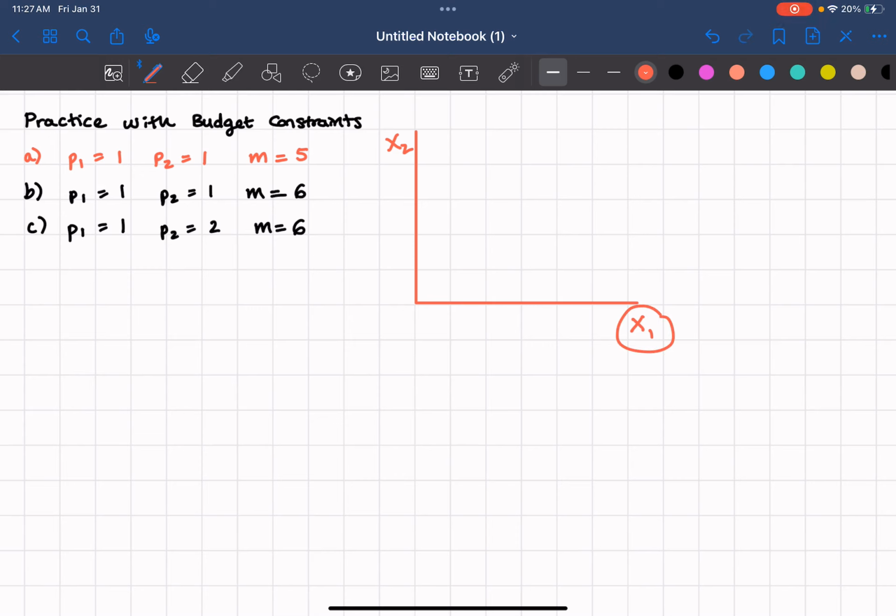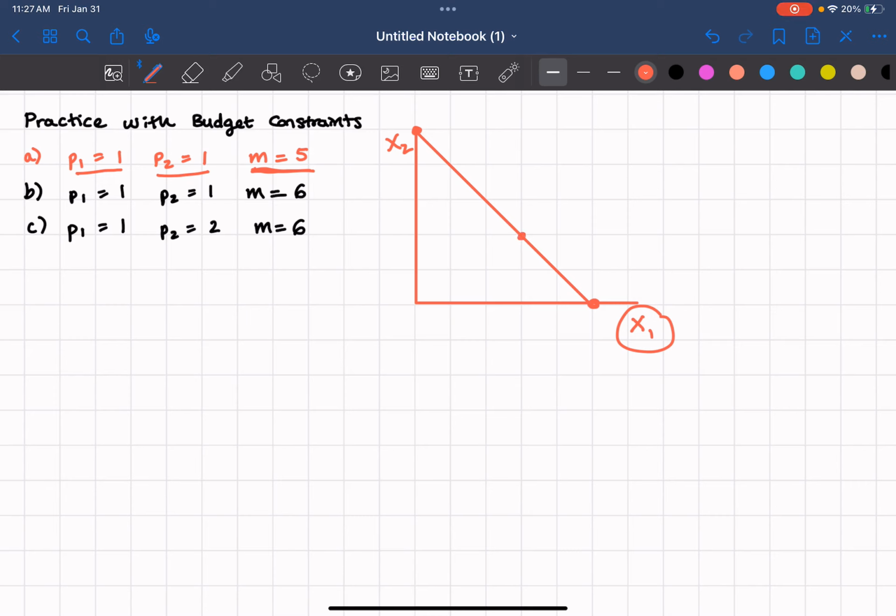The X-intercept says if we spent all our money on good 1, what's the maximum we could buy? We have $5. Good 1 costs $1. What's the maximum we could buy? It's 5 units, right? And it's actually the same for good 2, because good 2 is also $1. We have $5 to spend, so if we spent all our money on good 2, we can buy 5 units of good 2. And then the budget line is just a straight line between those 2 points.